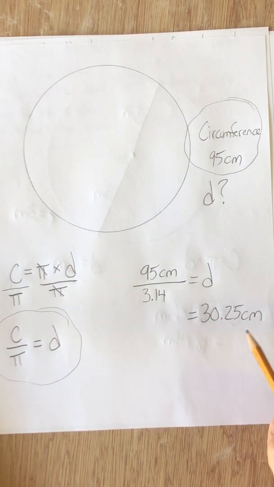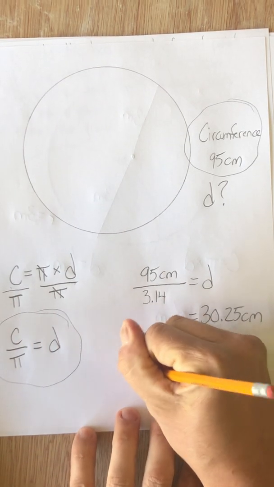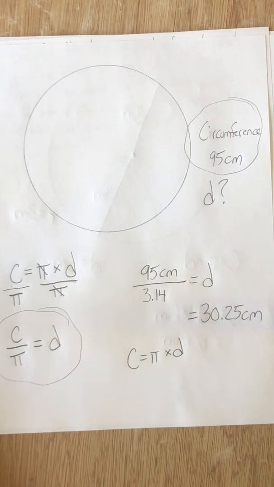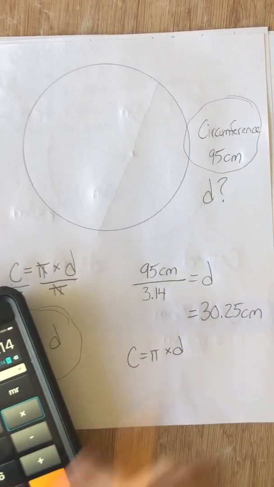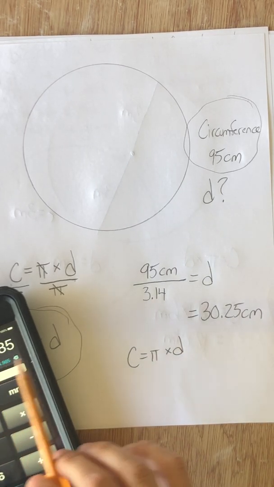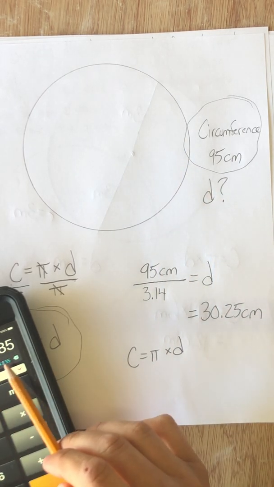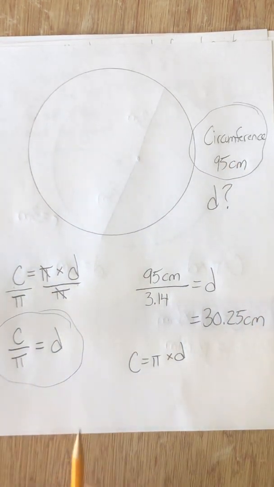I could double check that this makes sense by plugging it back into my regular equation, circumference equals pi times diameter. Here's what I think the diameter is, so let's double check. 3.14 times 30.25 gives me 94.985, not exactly 95, but that's because there were all these other decimal points and I rounded. So this is just a rounding error, but it shows me that yes, I'm in the right area. That's the right answer.